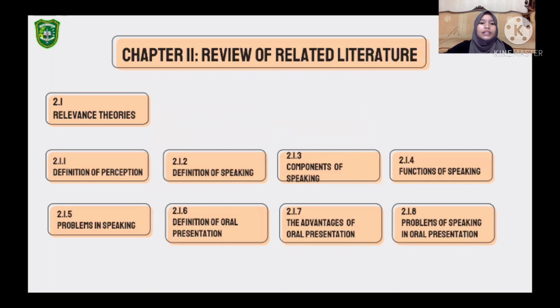D. Mother tongue use. Students who are scared of criticism and need to be persuaded to speak English are students who insist on using their mother tongue.